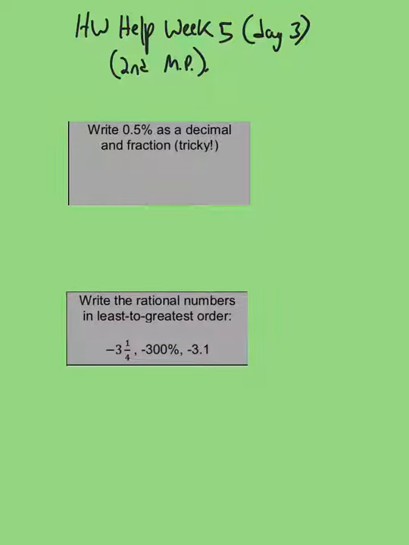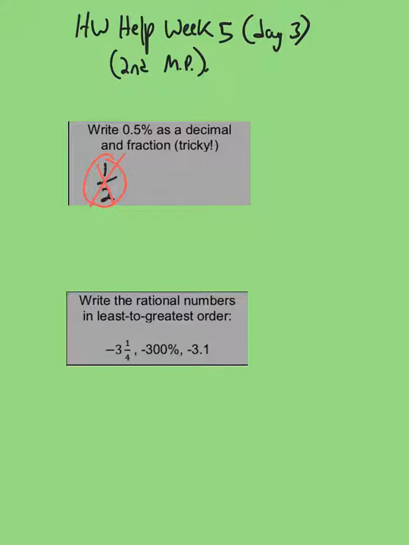First problem says, write 0.5% as a decimal and a fraction. And I noted that this one is tricky. And here's one reason why it's tricky: when you look at 0.5, you kind of think it's a decimal. And the thing is, it's a percent. And here's what a lot of people want to do for the fraction. They just say, oh, 0.5, that means 1/2 is your fraction. But no, it is not. Let me show you why.